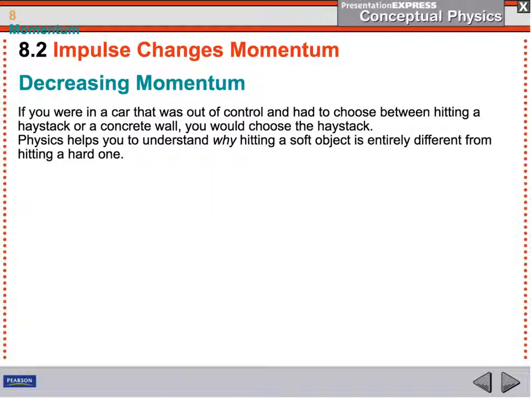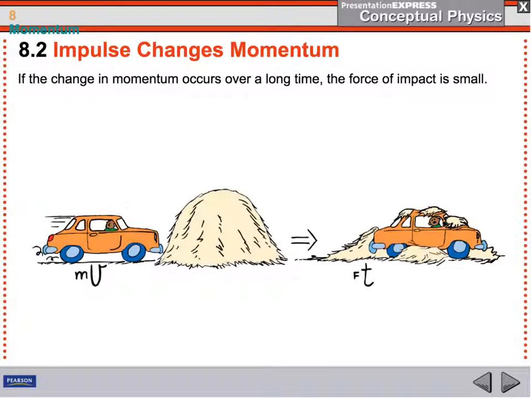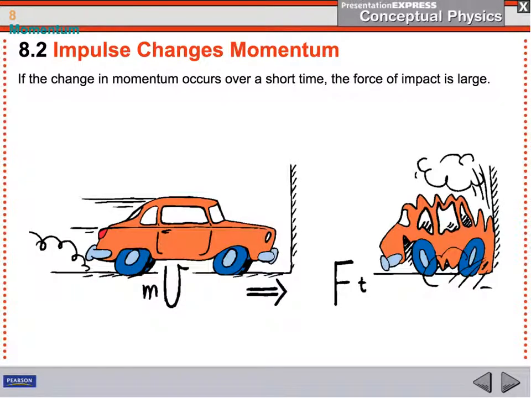Now for decreasing momentum. If you were in a car that was out of control and had to choose between hitting a haystack or a concrete wall, you would choose the haystack. Physics helps you understand why hitting a soft object is entirely different from hitting a hard one. The change in momentum occurs over a long time. The force of the impact is small. The change in momentum occurs over a short time. The force of impact is large.